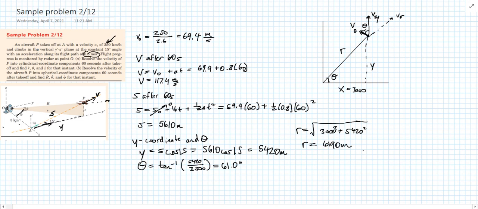6190 meters. Next we are finally going to get our coordinates, or at least we're going to get one of our coordinates. So let's calculate this. Vxy is going to be equal to v cosine 15.